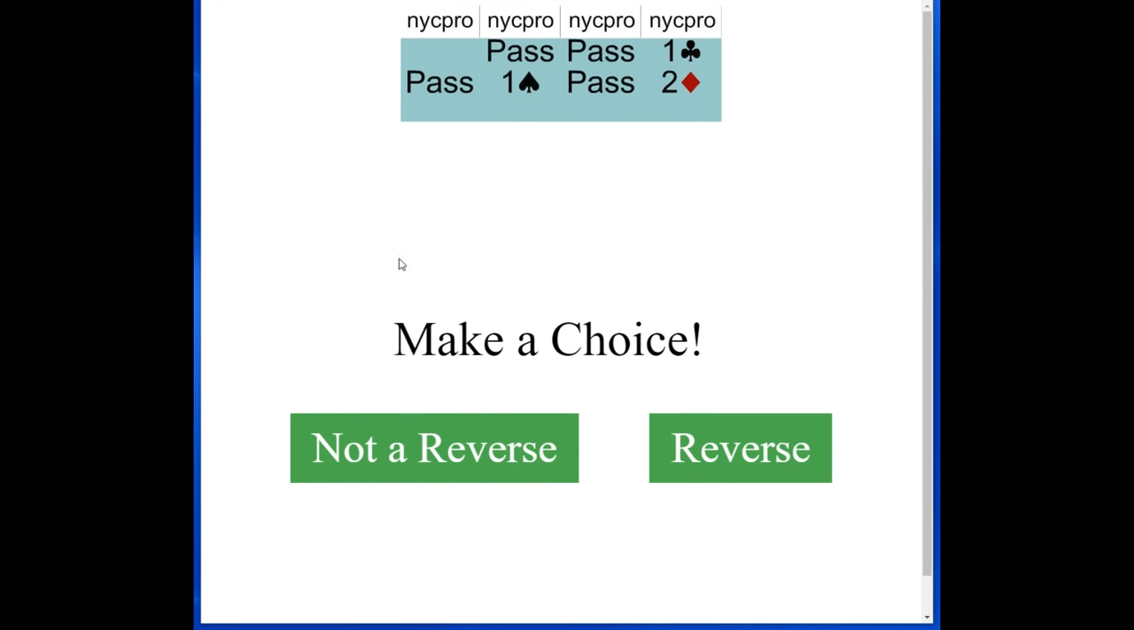The next one. Now it has gone one club, one spade, two diamonds. Is this a reverse or not a reverse?